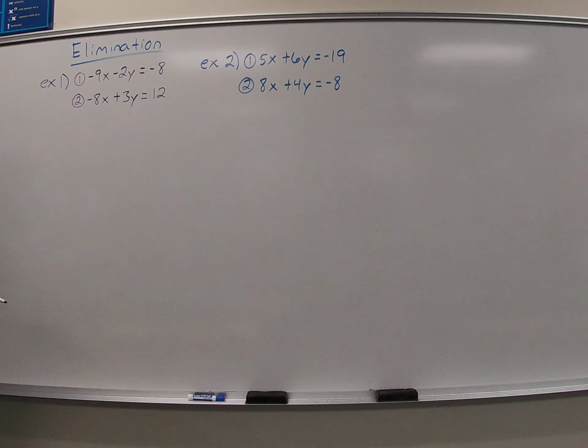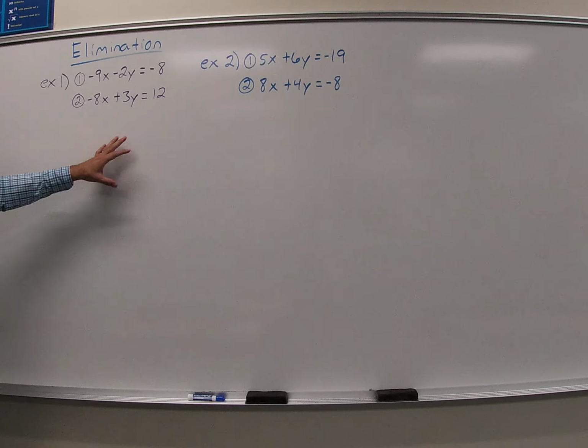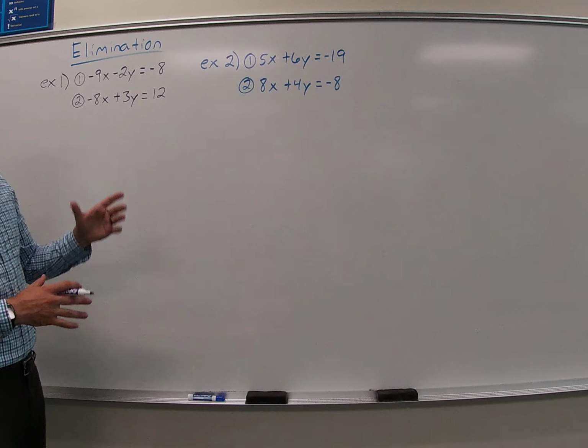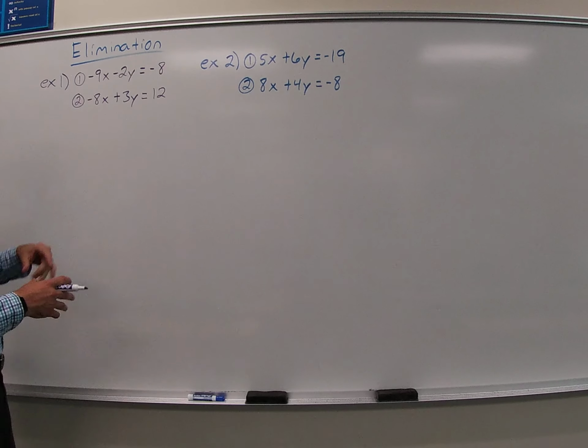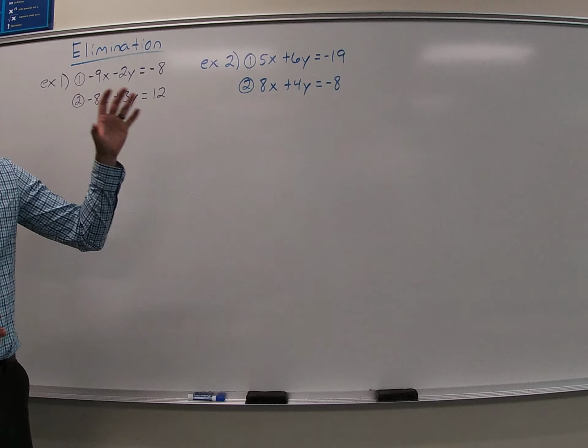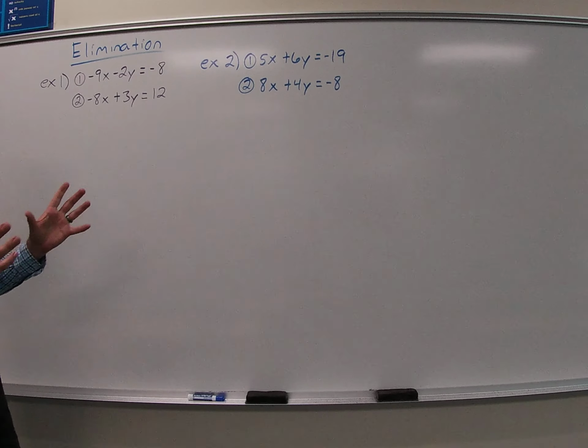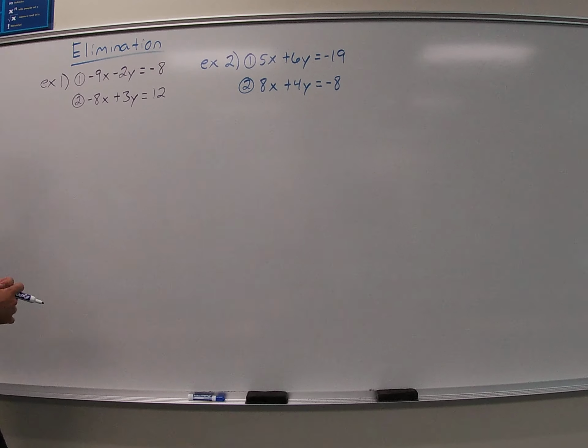Okay, we're getting into some more challenging problems with elimination. What happens in elimination where a variable doesn't cancel out right away and there's no easy number to just multiply by one line to get them to cancel out? What you're going to have to do is actually multiply both lines, or manipulate both lines.